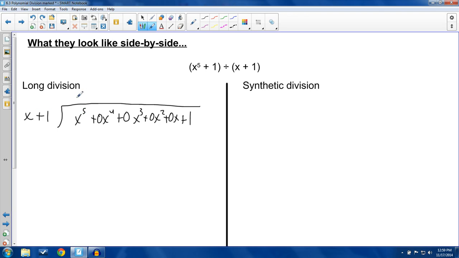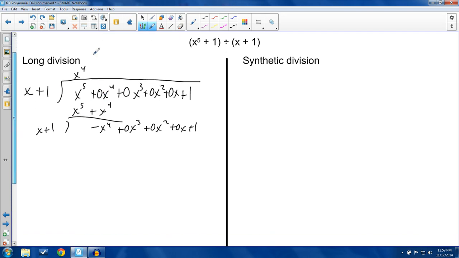So x goes into x to the fifth, x to the fourth times. Multiply, plus 1x to the fourth, subtract: 0, and negative x to the fourth. Plus 0x cubed, plus 0x squared, plus 0x plus 1. I don't really have to write all of those. Really, I just write the next term over, because this is 2 terms, so you're only going to be doing 2 terms max to combine. So really, what I'd prefer doing is just writing the next term, just like that.